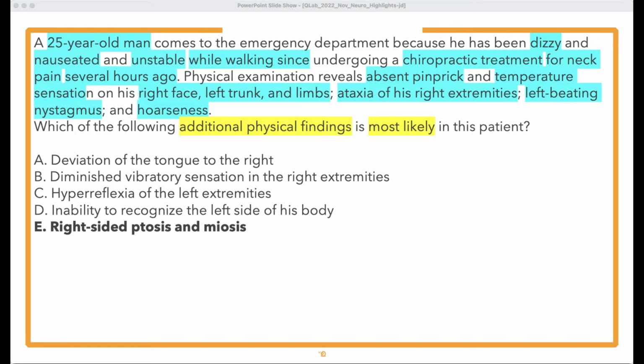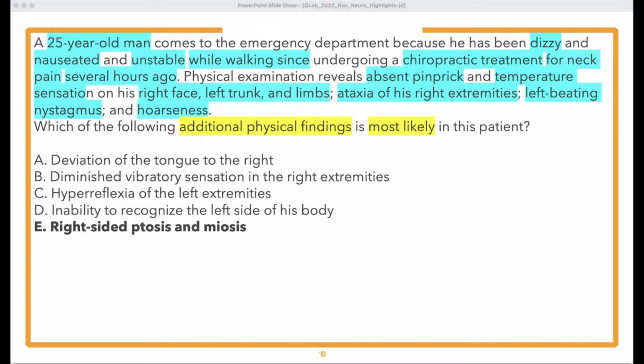Okay. What ended up happening is we've now got to figure out which area he's developing a stroke in, what artery might be affected. Okay. And so what we know is he's got absent pinprick and temperature sensation on the right face, and then also the contralateral trunk and limbs. He's got nystagmus and hoarseness. Okay. Now the hoarseness is fairly specific for lateral medullary syndrome, or what used to be called Wallenberg syndrome, where the PICA, posterior inferior cerebellar artery, is affected.